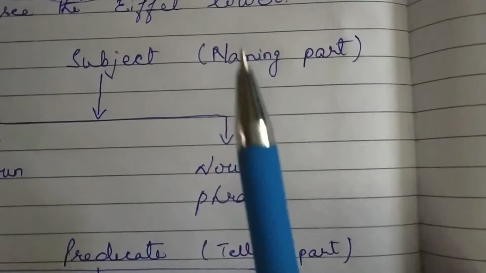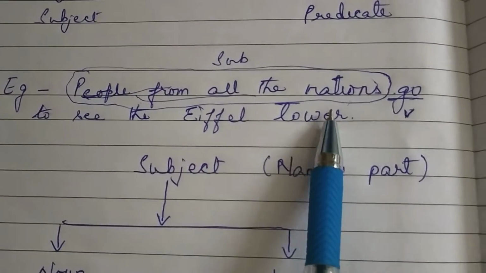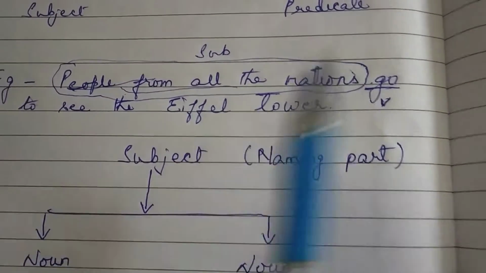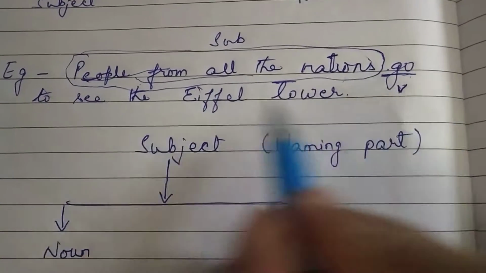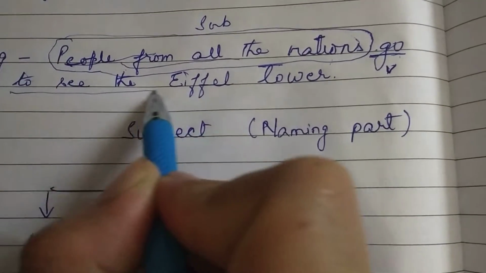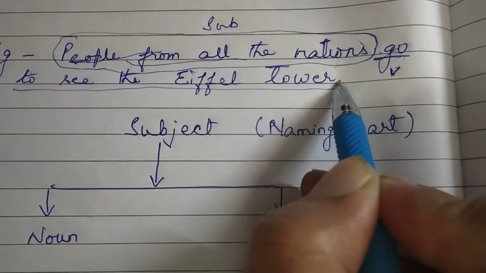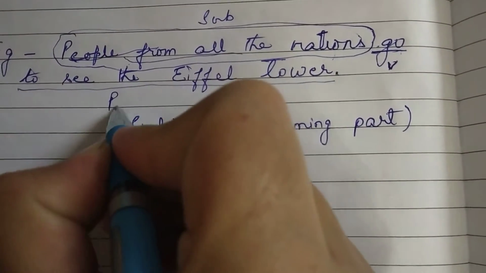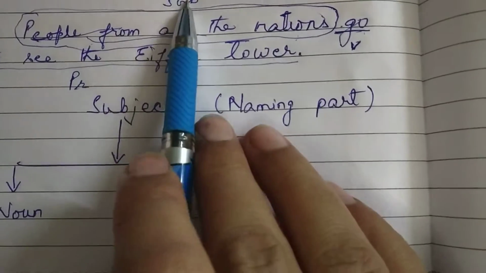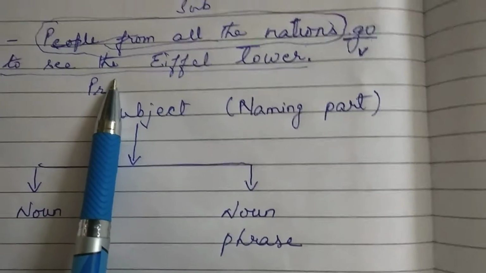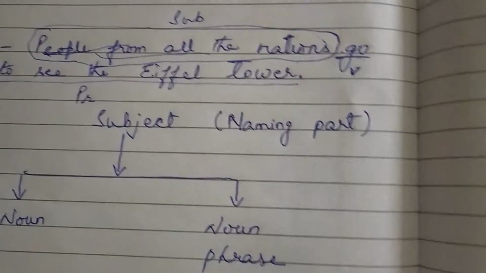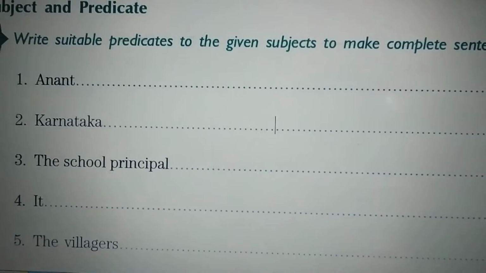So in this sentence, people from all the nations go to see the Eiffel Tower, go is a verb. So that means it is a part of the predicate. To see the Eiffel Tower, this whole remaining part of the sentence is the predicate. So this is the subject and this is the predicate of a sentence. Understood? Now, in the same manner, you will do this exercise.